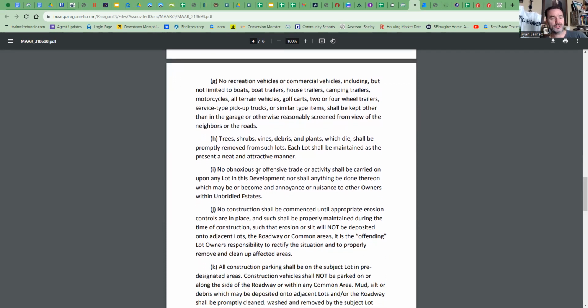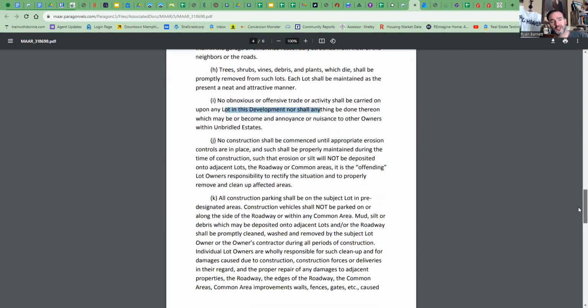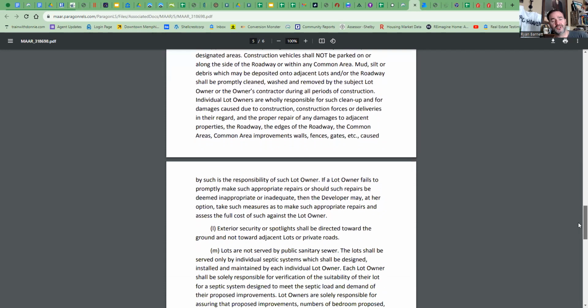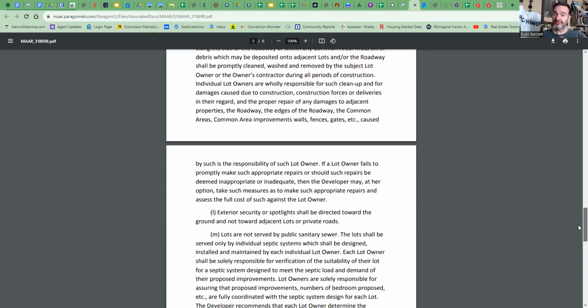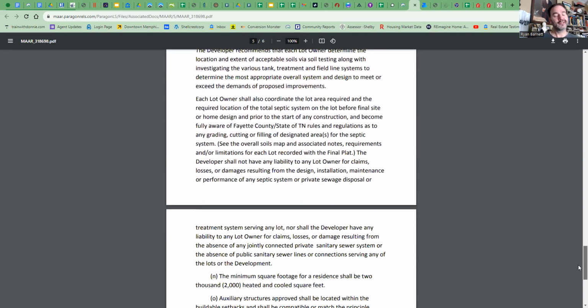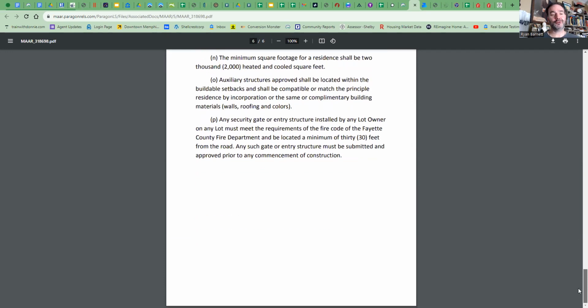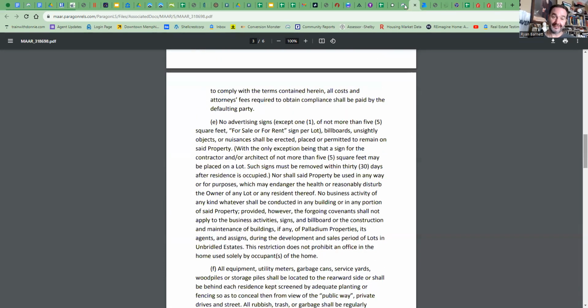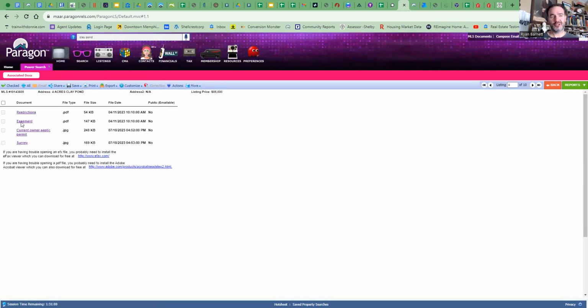So no obnoxious or offensive trade or activity should be carried out. Development should be done. So it's got some covenants. That's good, depending on what you want this for. If you want to live there, you probably want some restrictive covenants so your neighbors aren't just going totally nuts, right? And if not, if you want it for another reason, you'd have to look for another piece of land. So anyhow, that was just the restrictions.